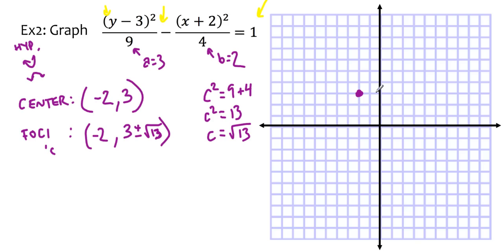So root 13 is bigger than 3 but smaller than 4, so I'm going to go up and plot my point somewhere between 3 and 4. There are my two focus points. Now to find my vertex.